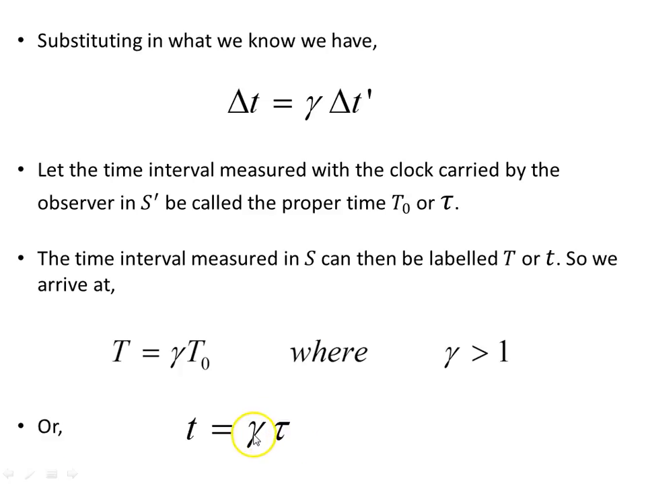Now this gamma factor is greater than 1, so the observer in S, who measures t, records a longer time interval than does the observer who is at rest with respect to the clock and measures tau. So to an observer in the frame S, time appears to be running more slowly in the S prime frame by this factor of gamma. So 1 second here in the rest frame of the clock, tau, may be a couple of seconds over here to S.